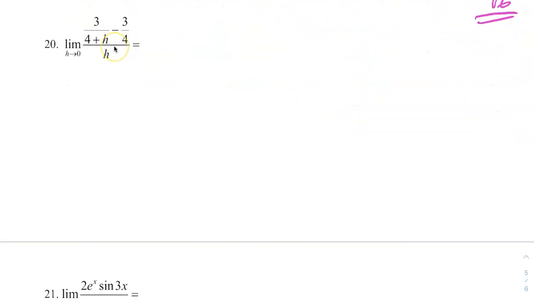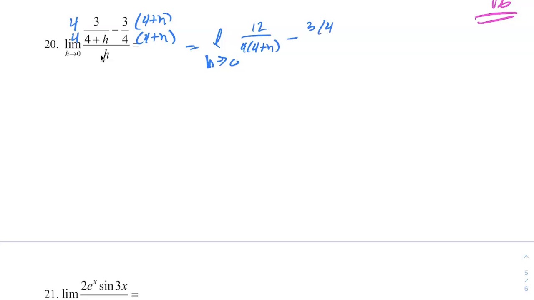Next one. So this is the next one. Plug in 0, you're going to get 0 over 0, so we've got to fix it. Remember, the only thing we've got to do is common denominator. So we'll multiply this by 4 plus h over 4 plus h, and then 4 over 4. So we're going to get the limit as h approaches 0 of 12. Again, I show more work than you have to. This shows some work, but you can't go crazy like I do.